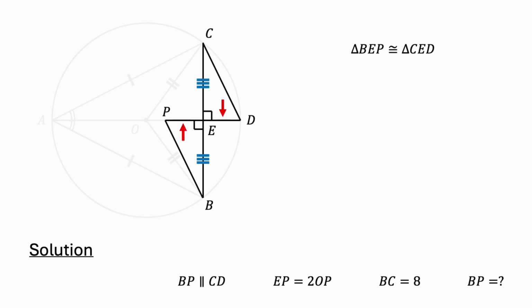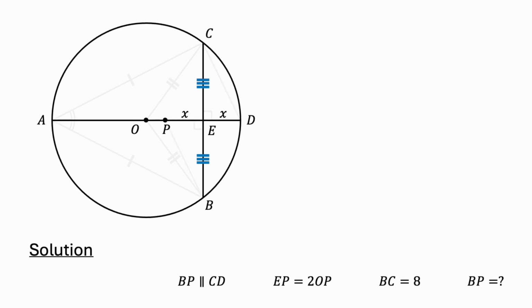Since EP and ED are corresponding sides in congruent triangles, we have EP equals ED. Let us denote the length of the two line segments as X. Next, consider the lines AD and BC and the circle. Since EP equals 2OP, we get X equals 2OP, and so OP equals X over 2 units.